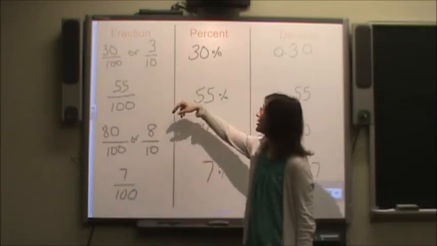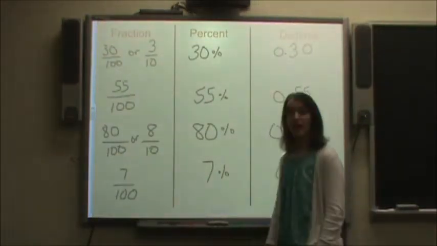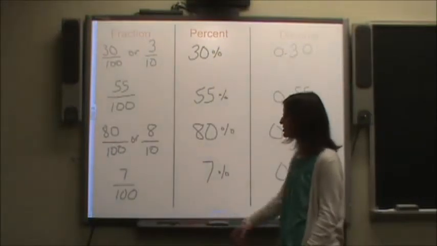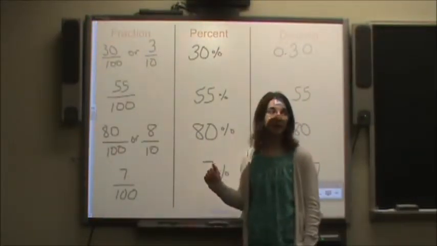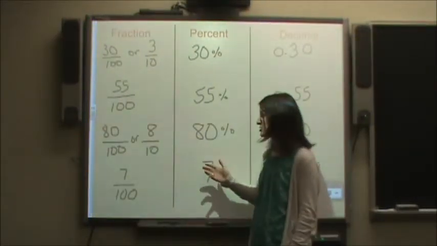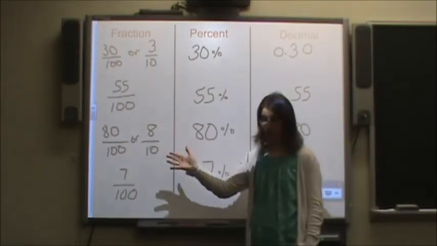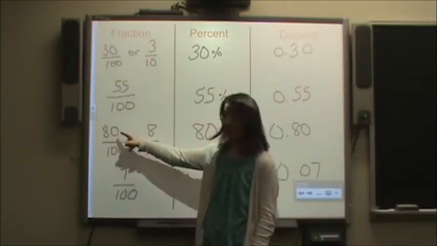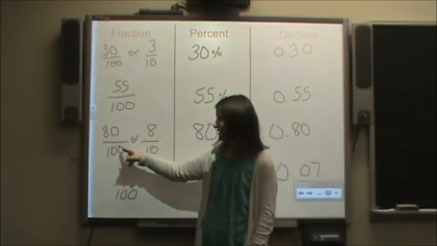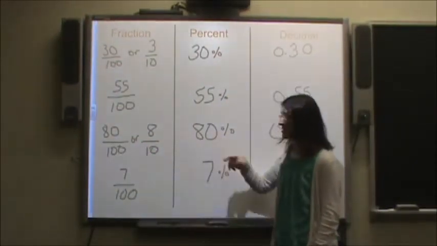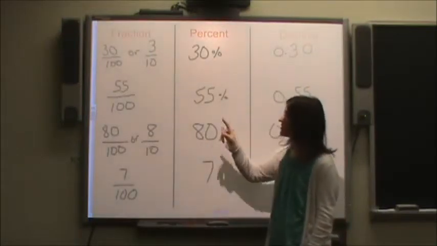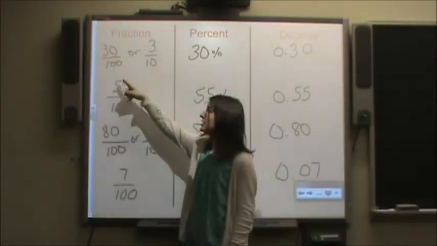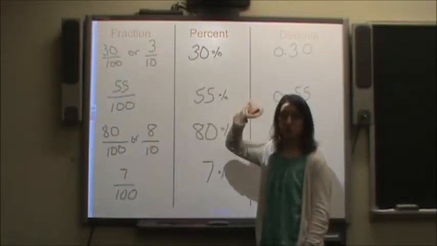30 over 100, 30%. And then whenever a fraction is out of 10, all you have to do is multiply both the numerator and the denominator by 10, and that will get you to an equivalent fraction that's out of 100. So if I had multiplied 8 by 10, I'd get 80, and 10 times 10 is 100, so that got me the 80%. I could have done the same thing up here. 3 times 10 is 30, 10 times 10 is 100, and that's 30 over 100, so I know my percent is 30.